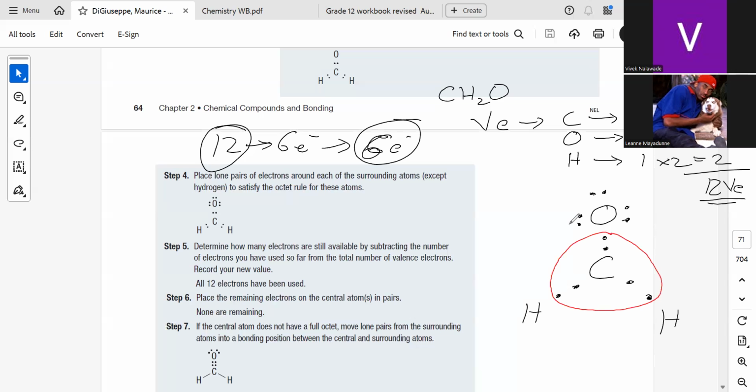If that happens, you can transfer a pair to the center from the oxygen. So now the structure will be, you have carbon, and this becomes your Lewis structure.